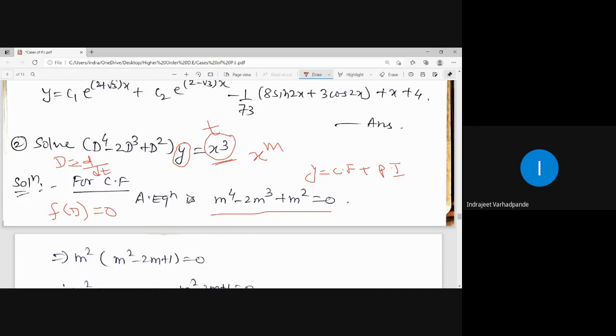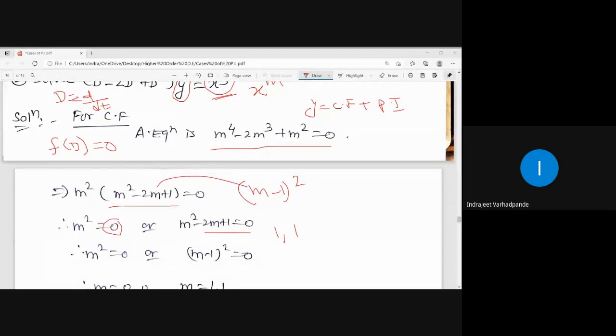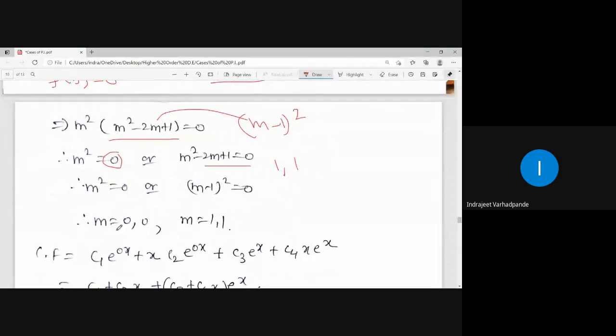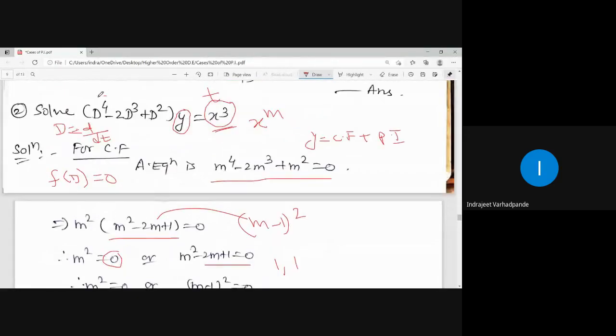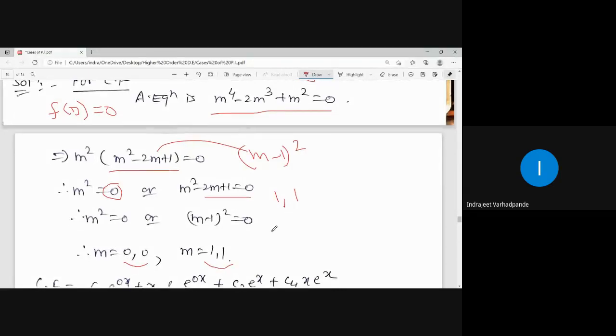I can take out m square common from all the terms, as the lowest degree term is m square. Taking out m square common, we are left with m^2 - 2m + 1, and I know that this is (m - 1) whole square. So m^2 = 0 will give two roots as 0, 0, and this will give two roots as 1, 1, which are repeated in nature. As the order of the differential equation was 4, it is expected that 4 roots will be there. So I have two roots equal to 0, 0, and the remaining two roots equal to 1, 1.